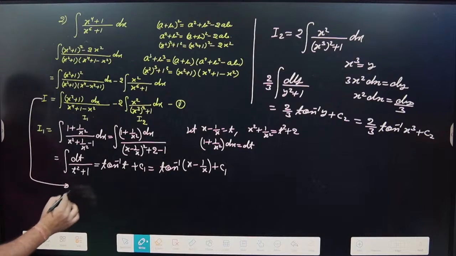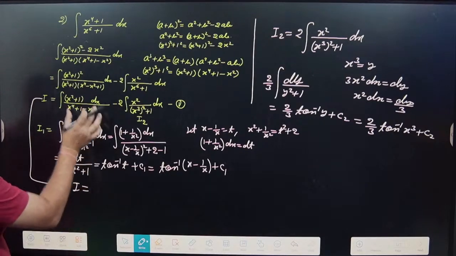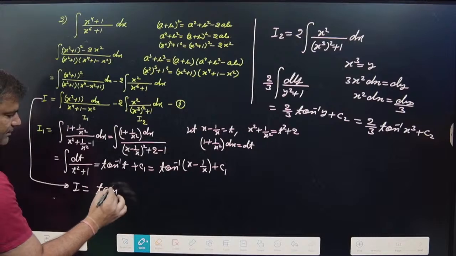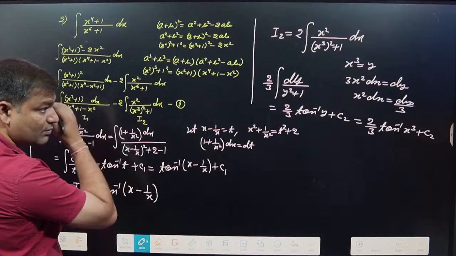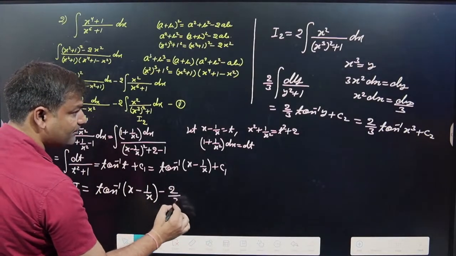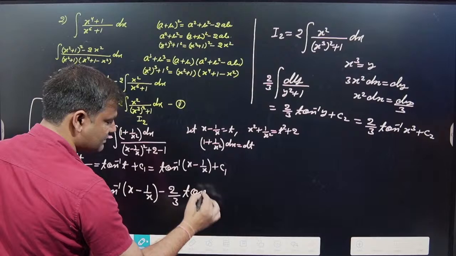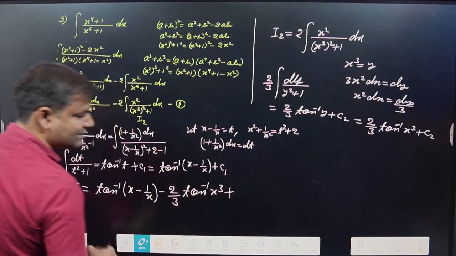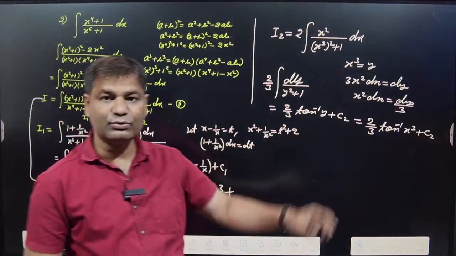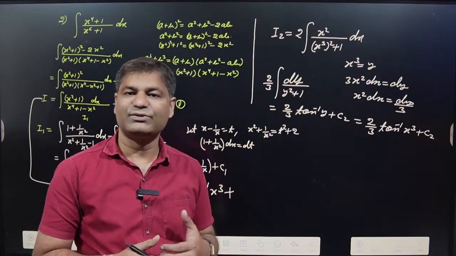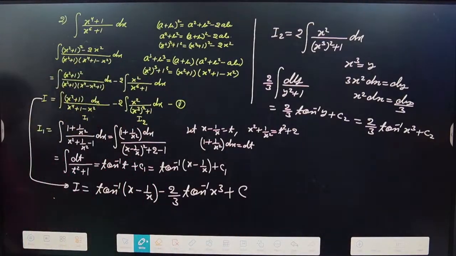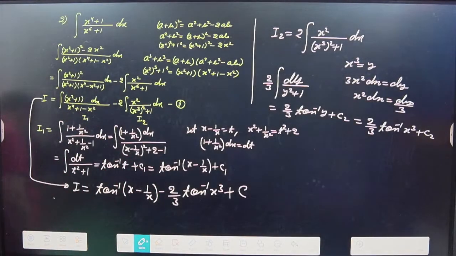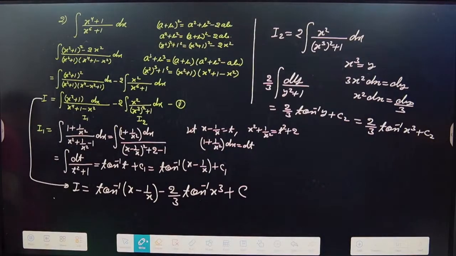Then you can say that I is how much? Simply tan inverse of x minus 1 upon x, and minus 2 by 3 into tan inverse x cube plus, now c1 plus c2 both are constants, so these two are replaced by another constant c. So c1 plus c2 is equal to c. Okay. This is the final answer.